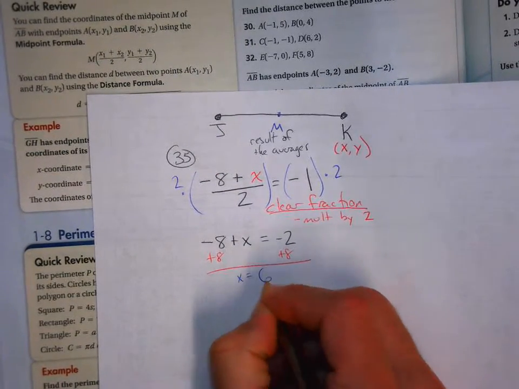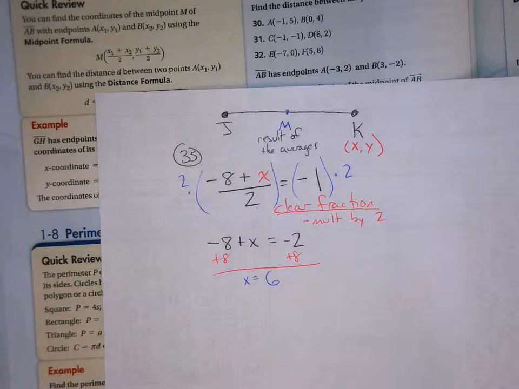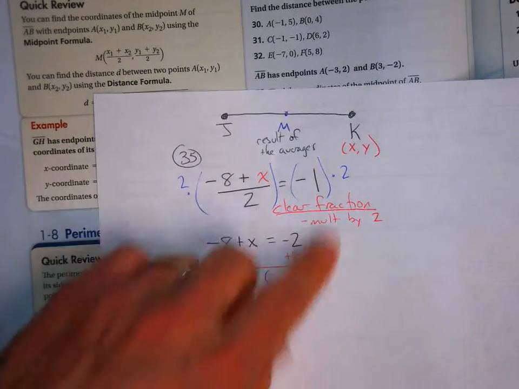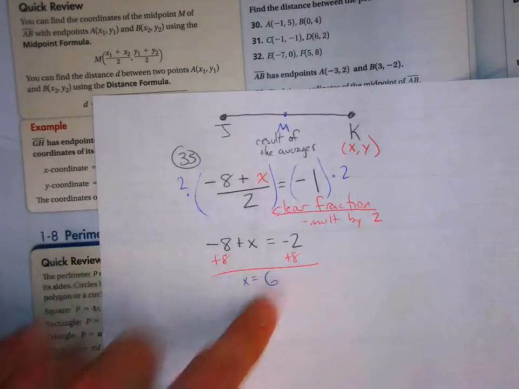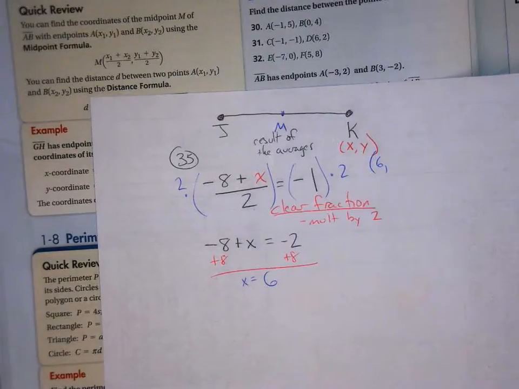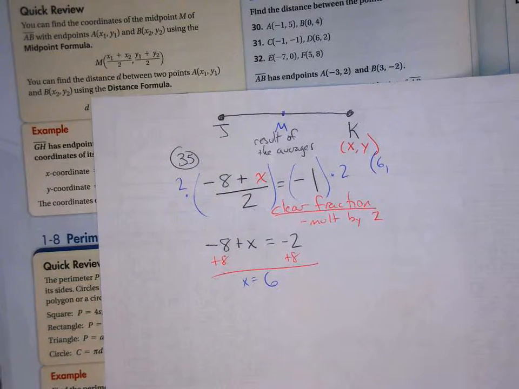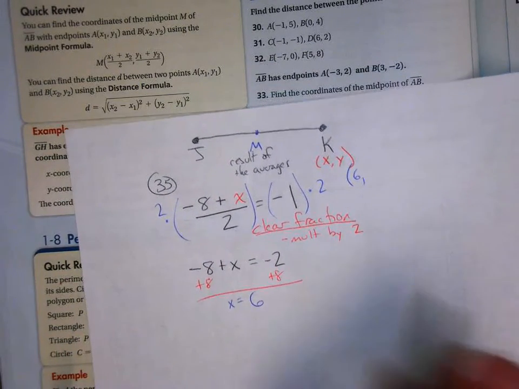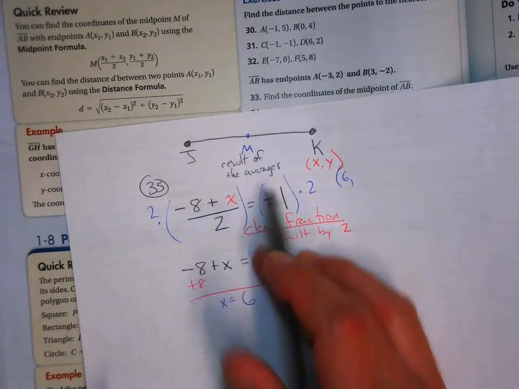So in this example number 35, we just found x to be 6. Okay, so we now have the x-coordinate for k. We now know the x-coordinate is 6. How do we find the y-coordinate? Well, we're going to do this exact same thing. It's the same way. Remember what the midpoint is. The midpoint is the result of the averages.